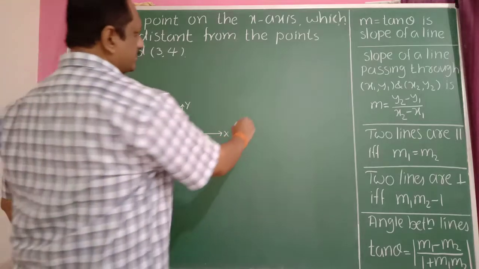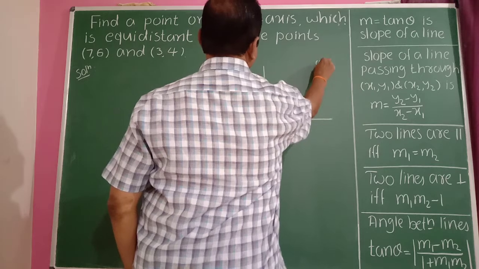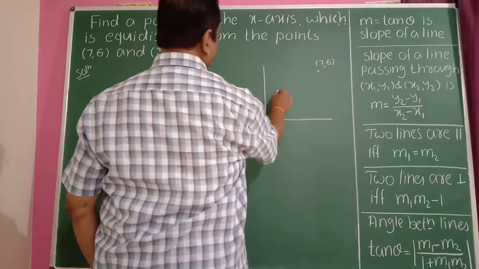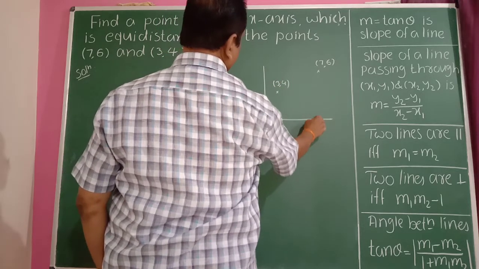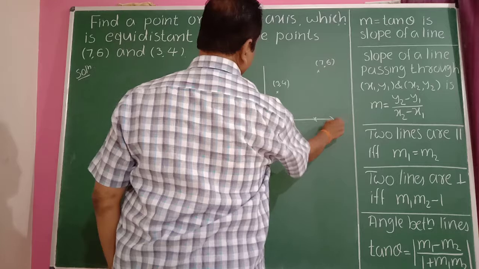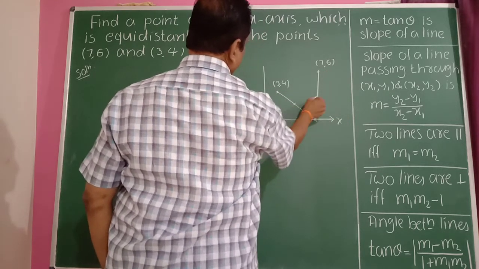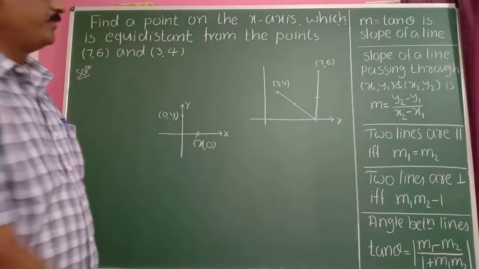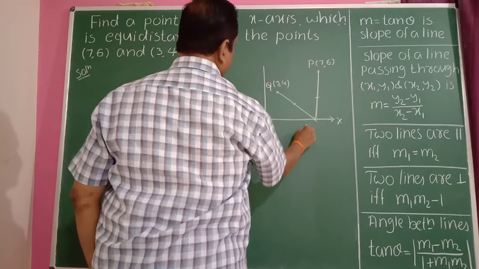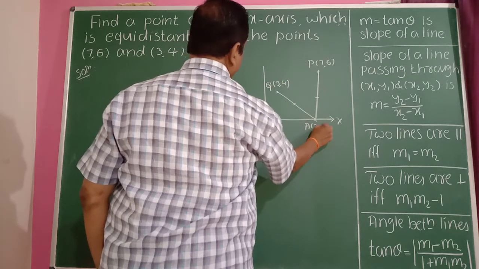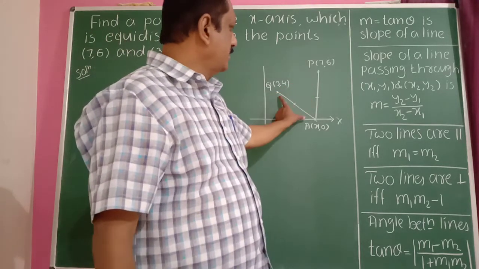In this case, they have given 2 points. One point is (7, 6) and the other point is (3, 4). You find a point on the x-axis so that it is equidistant from these 2 points. Equidistant means they have the same distance. Suppose we consider this point as P and this point as Q, and take this point as A (x, 0). Then PA is equal to QA. These two distances are equal.